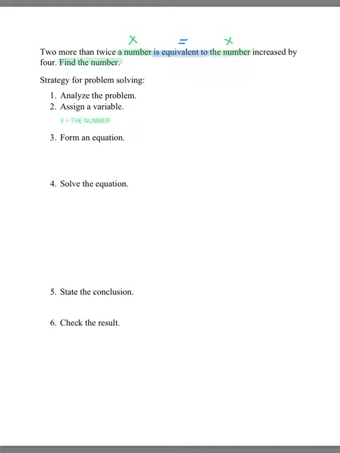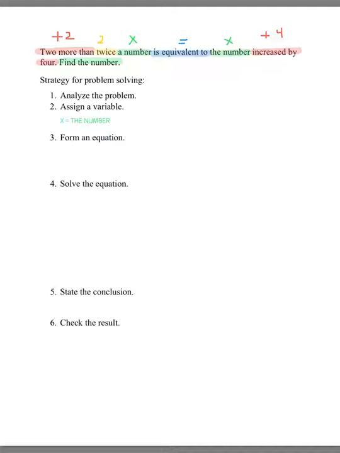increased by 4 on the right hand side. Increased by 4. Well, if you increase anything, you're going to add to it, and in this case, by 4. And now on the left hand side, it says 2 more than. So again, 2 more than, we're going to add 2. So it's going to be a plus 2. And then twice, that's an indicator of multiplication by 2. So this is simply turning all the English into math.